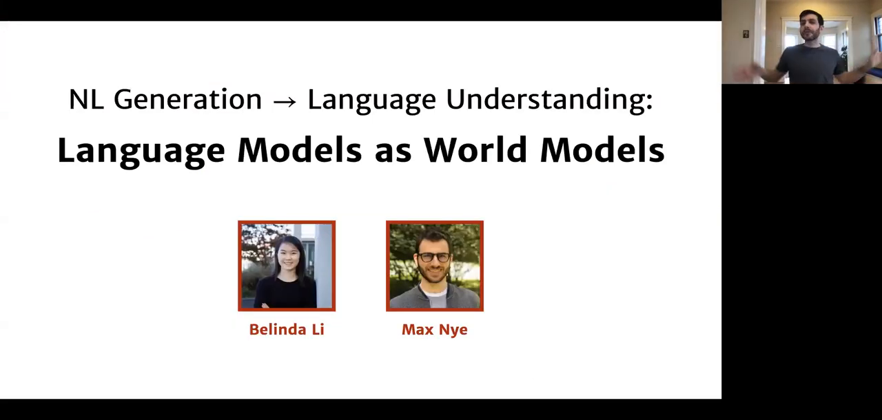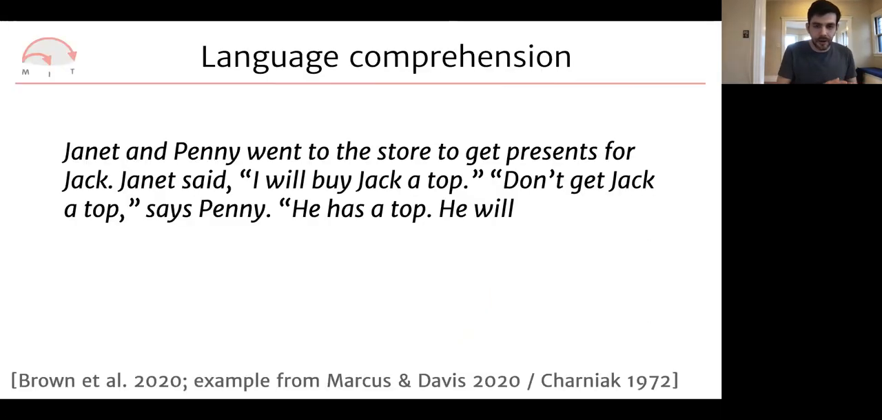Okay, so total shift of gears. The question now is, suppose we have no ability to interact with the world and have only access to text. How much can we actually learn about how the world works from text alone? For those of you who have encountered the paper from Bender and Koller at ACL last year, complaining basically that you can't get meaning out of text alone, the point of this half of the talk is about trying to get meaning out of text alone.